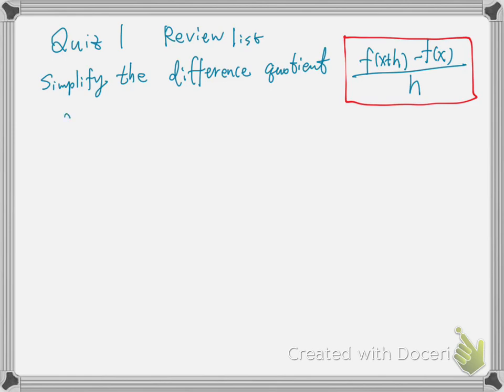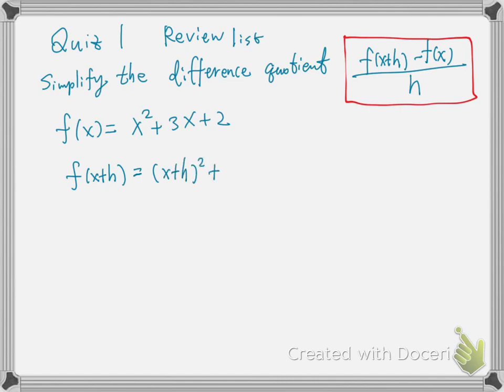First example. f of x is x squared plus 3x plus 2. To find the difference quotient, we first find f of x plus h. So this is x plus h squared plus 3 times x plus h plus 2. Here we have a box, and x plus h is in the box.